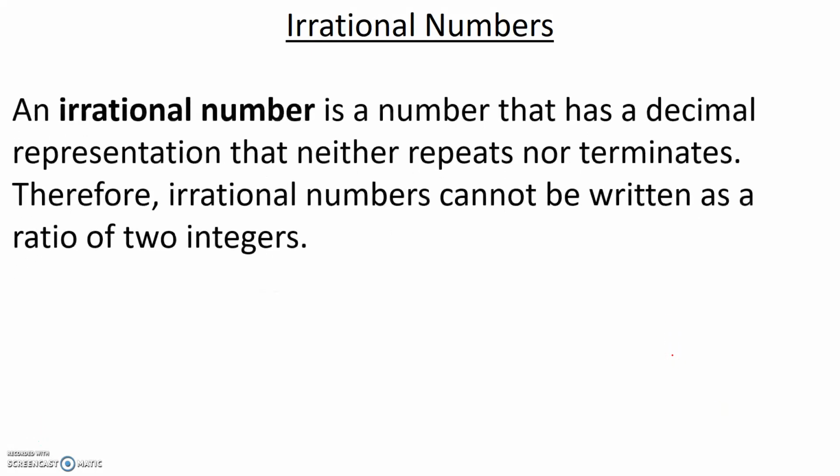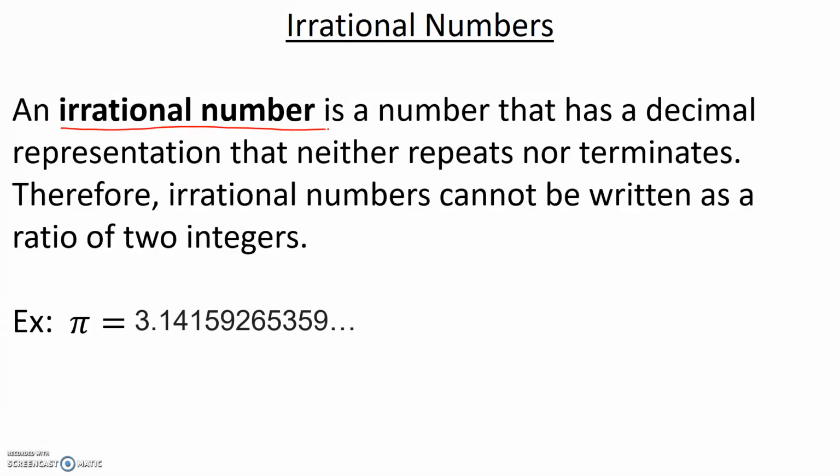An irrational number is a number that has a decimal representation that neither repeats nor terminates. Therefore, irrational numbers cannot be written as a ratio of two integers. Probably the most famous irrational number is pi. Its digits are 3.14159, 265,359, and it goes on forever. The digits of pi never repeat and they never terminate, therefore pi is an irrational number.